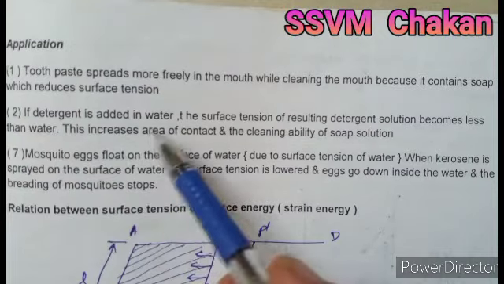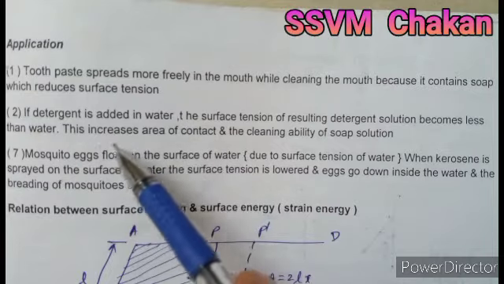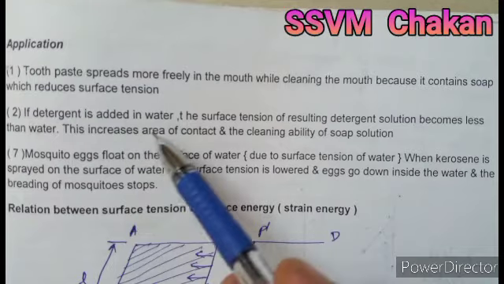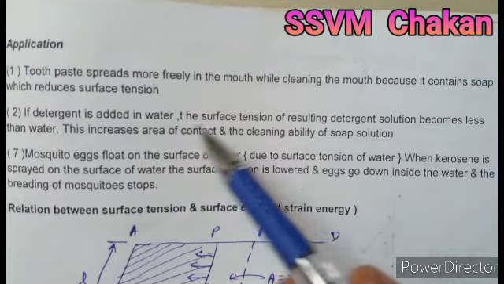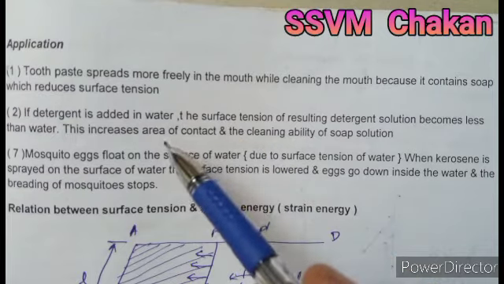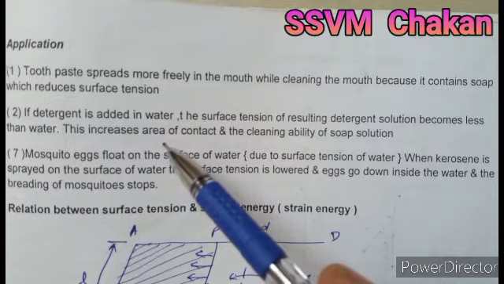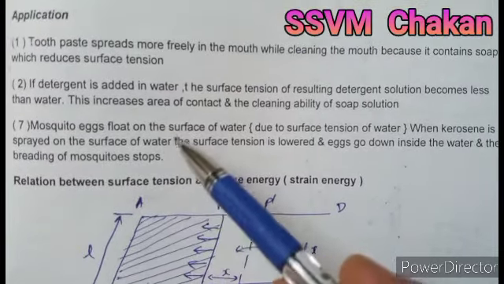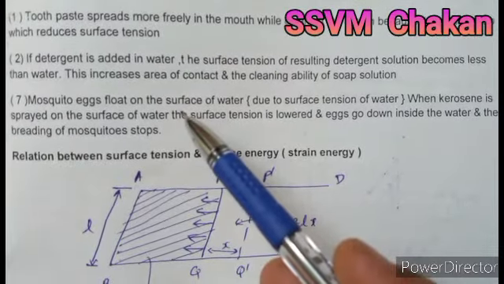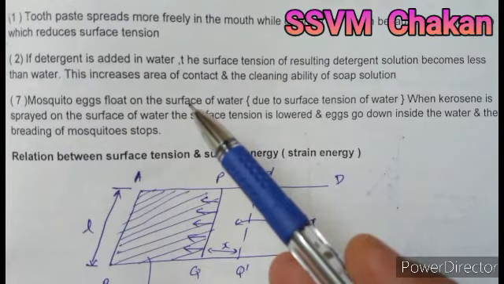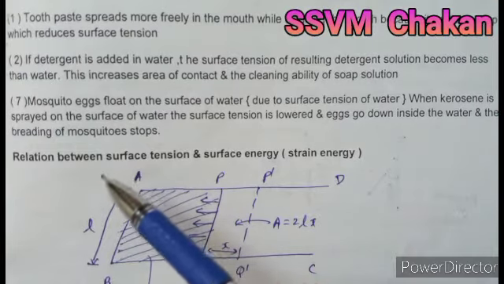If detergent is added in water, for washing the cloth we are adding the detergent. When you add this detergent into the water, this detergent also reduces the surface tension of water, and because of that the dust particles stuck over your cloth get separated. Decreased surface tension increases the area of contact and the cleaning ability of soap solution.